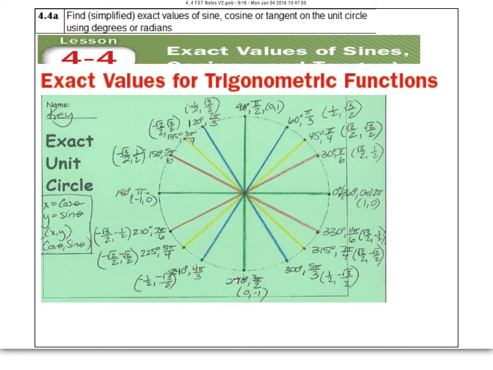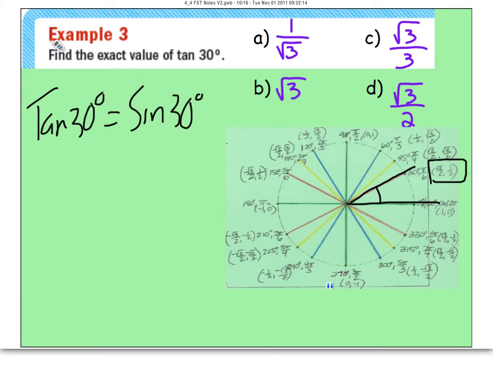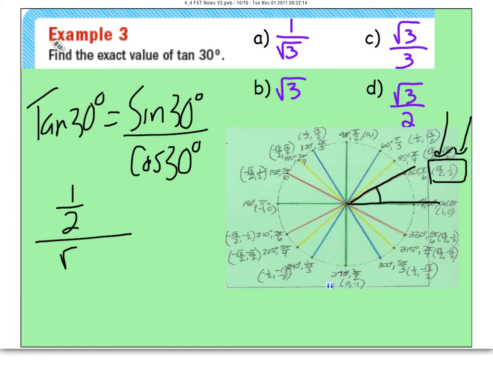Let's continue using this exact unit circle here to find the simplified exact values of sine, cosine, and tangent in given degrees or radians. First question here, they want us to find the exact tangent of 30 degrees. So first thing I'm going to do is move 30 degrees on the circle. 30 degrees lands me here. I recognize this is the ordered pair. Remember, the tangent of anything is sine over cosine. So it's the sine of 30 degrees over the cosine of 30 degrees. Sine is 1/2. Cosine is the square root of 3 over 2.